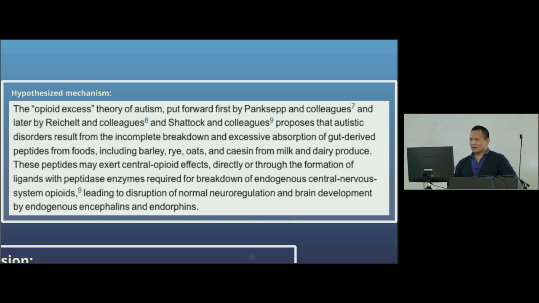His theory proposes that autistic disorder results from an incomplete breakdown and excessive absorption of gut-derived peptides from foods. So if you eat something from barley, rye, oats, and casein from milk, right? Because you have an intestinal problem, it cannot break down those products. Now these products bind to the peptidase enzymes that are required to break them down, and because of this, they get to your brain, as I mentioned before, and disrupt the normal neural regulation of brain development by endogenous enkephalins and endorphins.